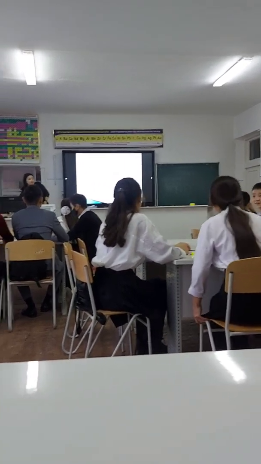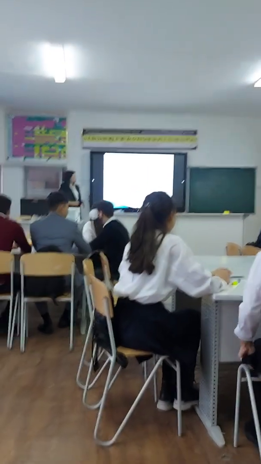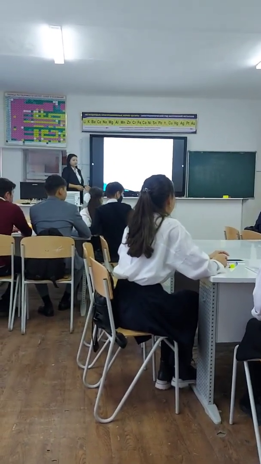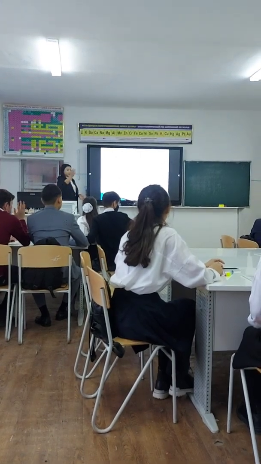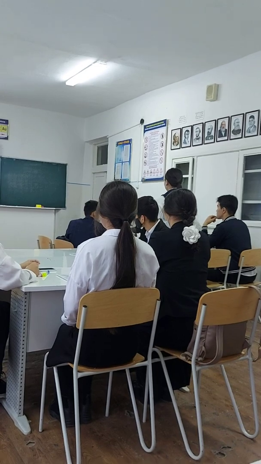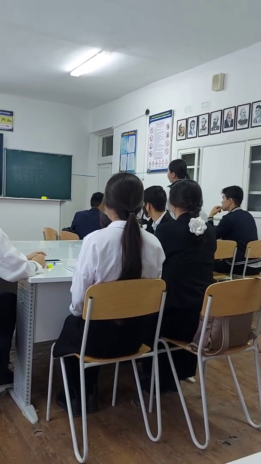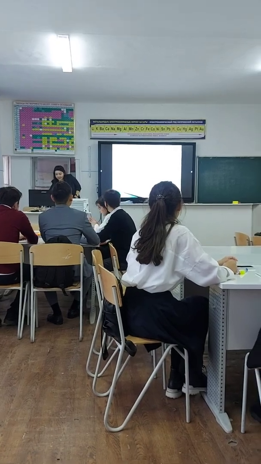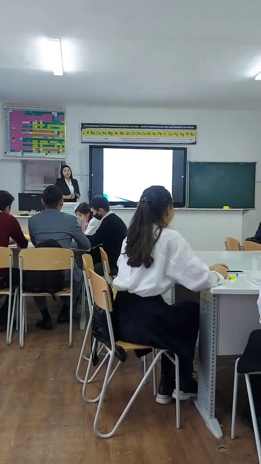And the last question is the third group. Nitrogen has how many protons, electrons, and neutrons? Nitrogen has 7 protons, 7 electrons, and 7 neutrons. Can I check? Yes. Okay, great. Thank you. Next page. Find the word.